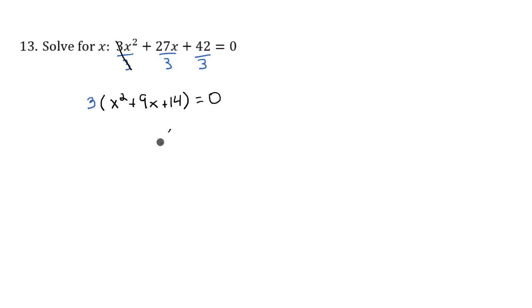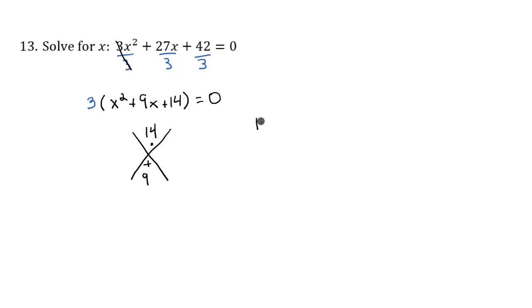I'm going to do my x here. My constant, my last number there by itself, goes up here. And then my middle term here goes down in the bottom. So we want two numbers that multiply together to give us 14. And they also have to add together to give us 9. And because we have two positives here, we can keep all my numbers positive.